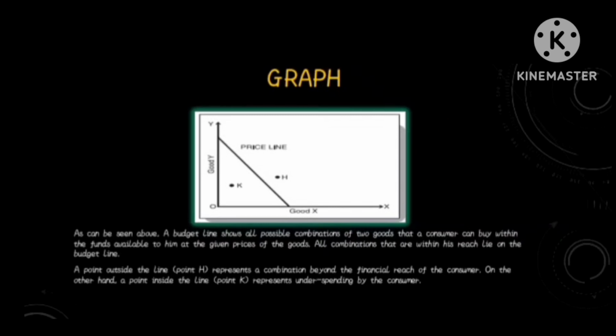As can be seen above, a budget line shows all possible combinations of two goods that a consumer can buy within the funds available to him at the given price of goods. All combinations that are within his reach lie on the budget line. This is the downward sloping budget line, with good X and good Y. Point H represents a combination beyond the financial reach of the consumer. On the other hand, a point inside the line, point K, represents underspending by the consumer.